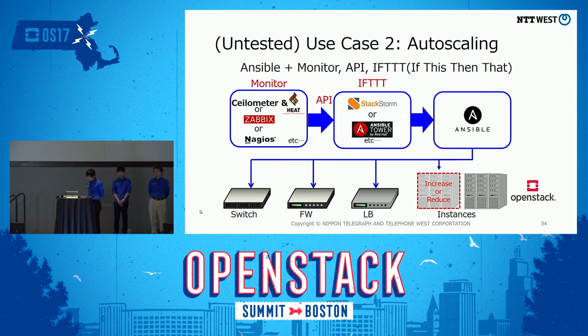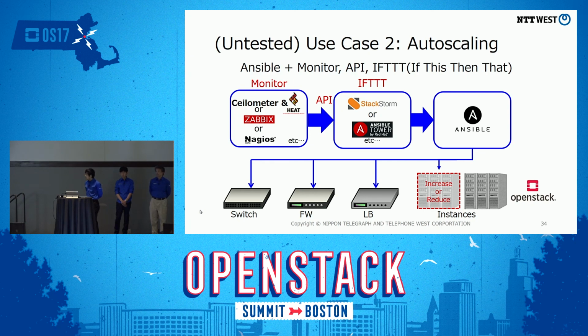Next, let's talk about use case 2, autoscaling. Up to now, it's not tested. On the provider networks, we can't perform autoscaling using only Ansible. There are 3 reasons. First, Ansible can't monitor resources. Next, Ansible does not have an API. And finally, Ansible does not have so-called IFTTT functions, if this, then that. Ansible can't kick the correct playbook automatically according to the situation.